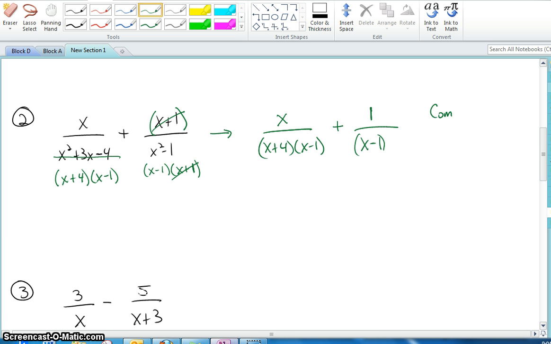So my common denominator is going to be x minus 1 and x plus 4. I need both parts. I don't need to multiply the first fraction by anything. It already has the common denominator. But I need to multiply the second fraction by x plus 4. And you need to multiply the numerator and the denominator. Now I rewrite it.